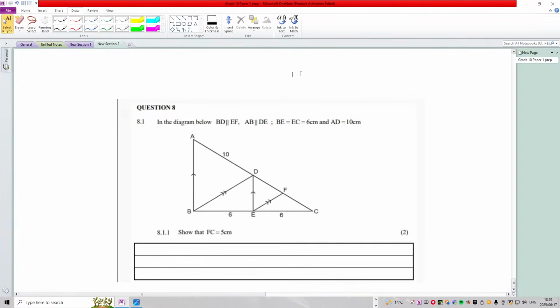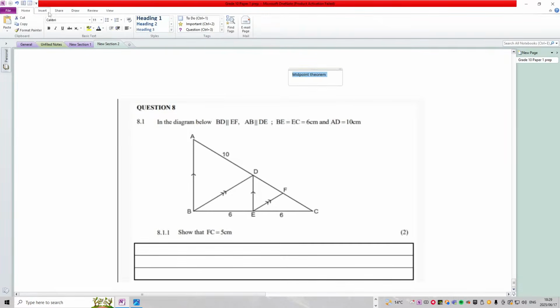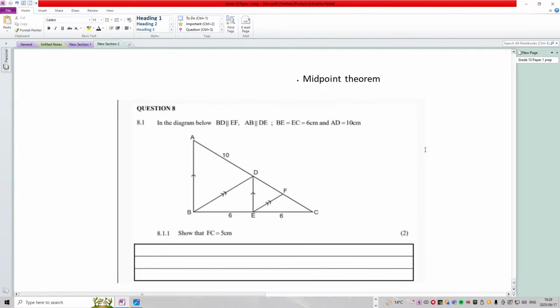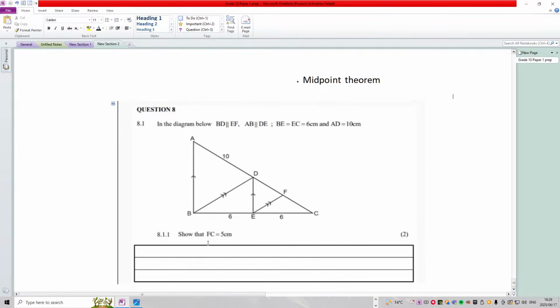So I should know my rules about midpoint theorem already off the bat from this, right? So now a few things. This is question 8. This question 8 is based on the midpoint theorem. This will be in the exam, something like this.